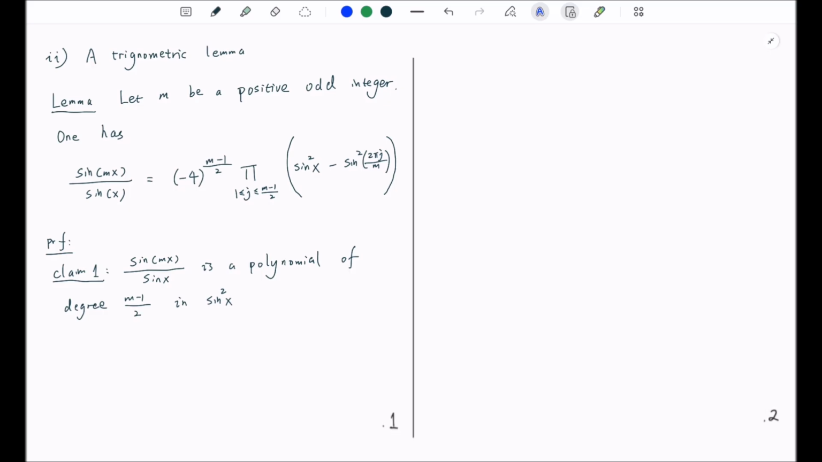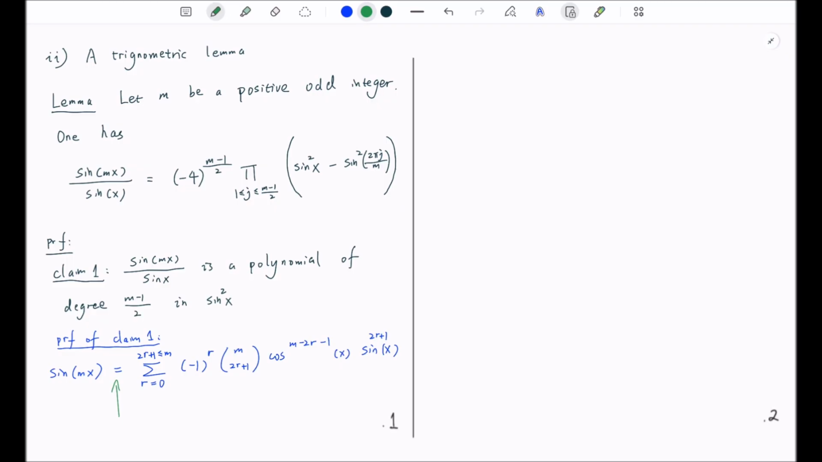To prove this claim, we're going to first write sine of mx into a sum. I'll first write what this is, and then I will explain. In this formula, we write sine of mx into the sum from r equal to 0 to r less than or equal to (n-1)/2. And summands are these telescoping terms. And this sum looks like a binomial sum.